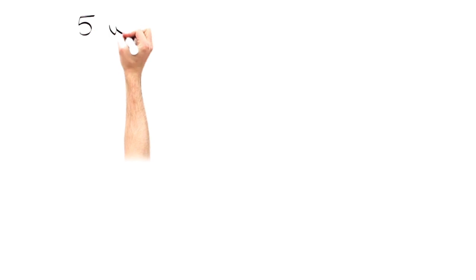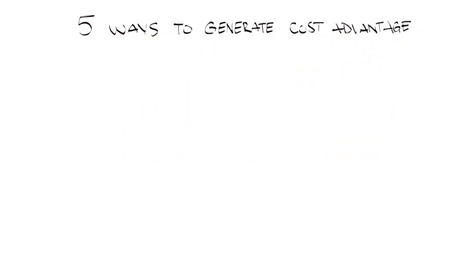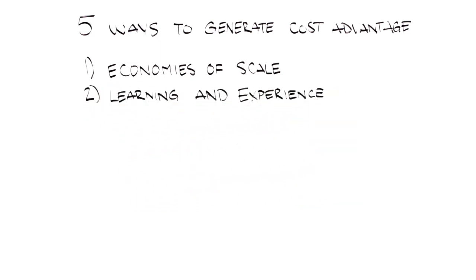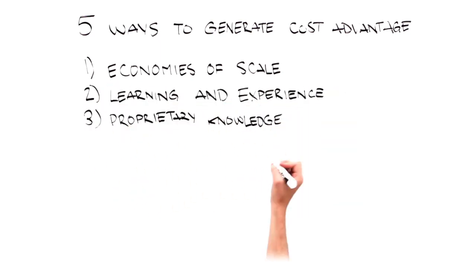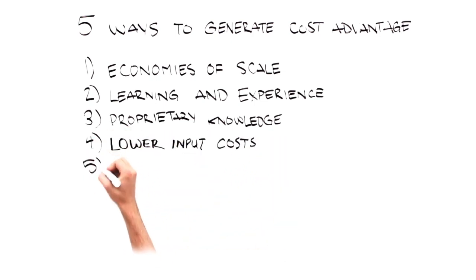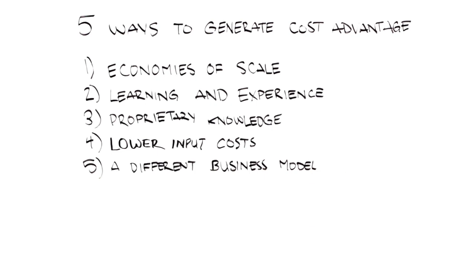There are 5 primary ways to generate a cost advantage over competitors. First, economies of scale. Second, learning and experience. Third, proprietary knowledge. Fourth, lower input costs. Or fifth, using a different business model.